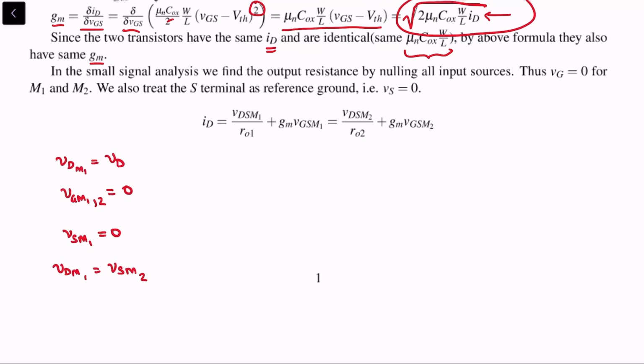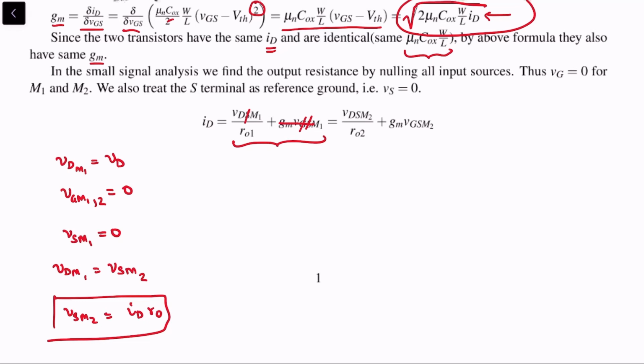Now let us substitute them in our expressions to get the expression for the output resistance. First, in this expression, you'll see that Vg and Vs of M1 are both 0, so this just goes away, and again since Vs M1 is 0, that goes away. So ID is simply Vd M1, which is Vs M2, right? So we get an expression that Vs M2 is equal to ID times r0, right?